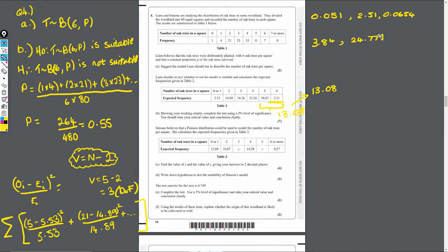There is another formula you can use. You can also use the sum of observed squared over the expected, minus your n. Both these methods will work, so use whichever method you're more comfortable with. This formula is in your formula book. This one isn't.